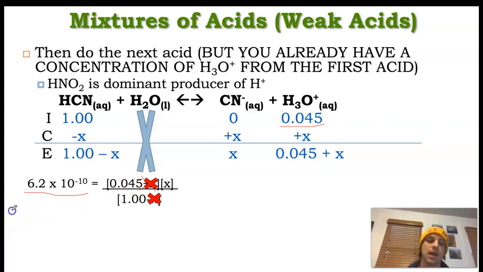And when I cross those out, you can write assume, okay, assume that X is much smaller than the smaller of the two numbers. So I'm assuming X is much smaller than 0.045.